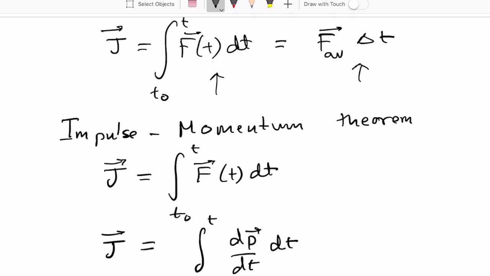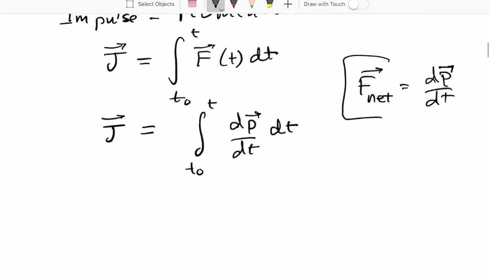So p is the momentum of the particle, and the net force acting on the particle, F net, is equal to dp/dt. That's Newton's second law, right? So that's all that we did over here.